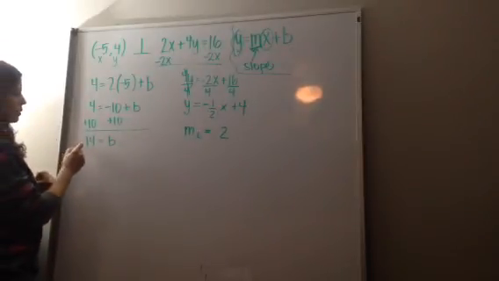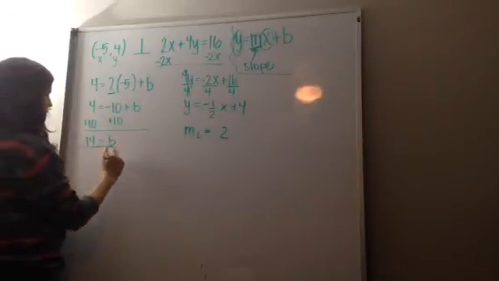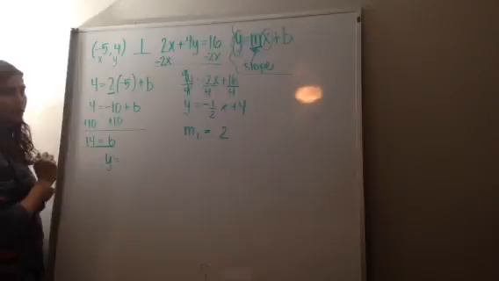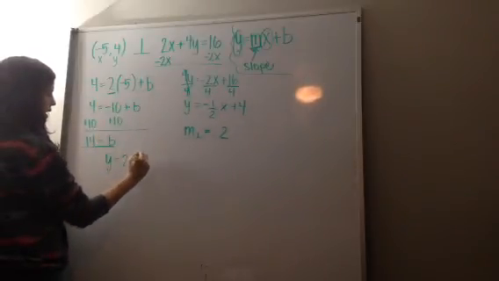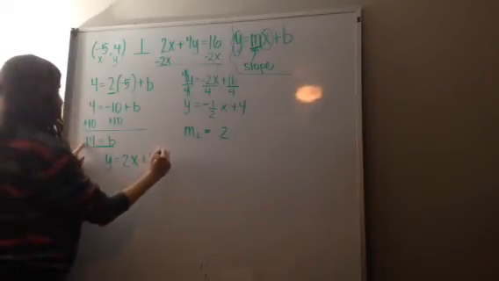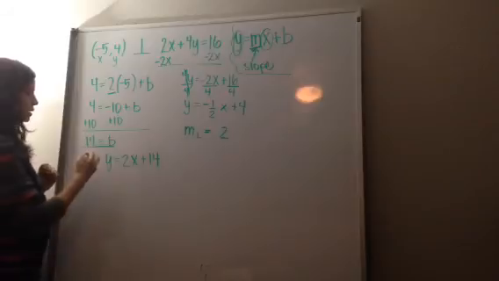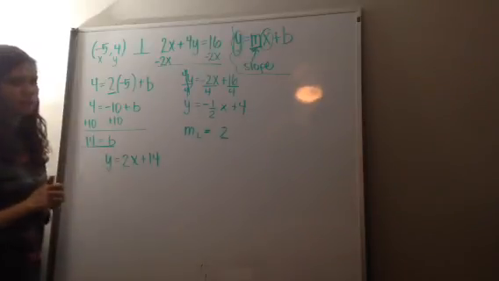And now that I know my y-intercept and I know my slope, then I can write y equals m, which is my slope, so 2, which we used there also, x, and then plus b, which is 14. And that's it. I think that's all you need to know for perpendicular.